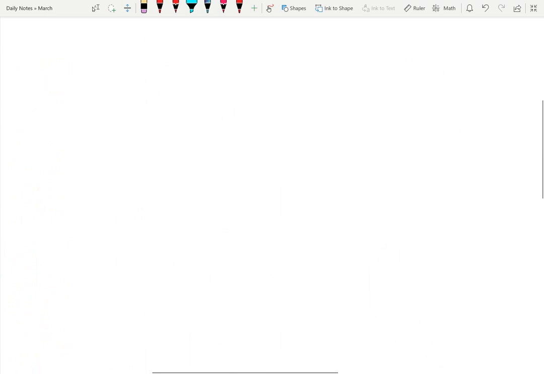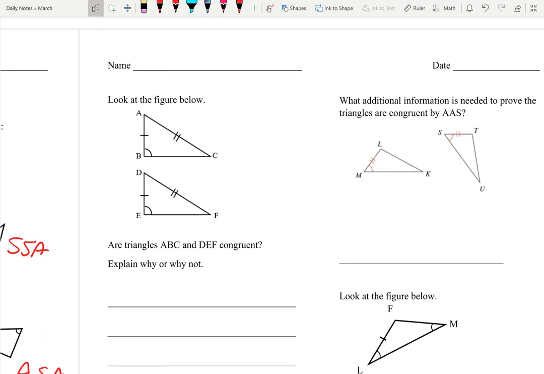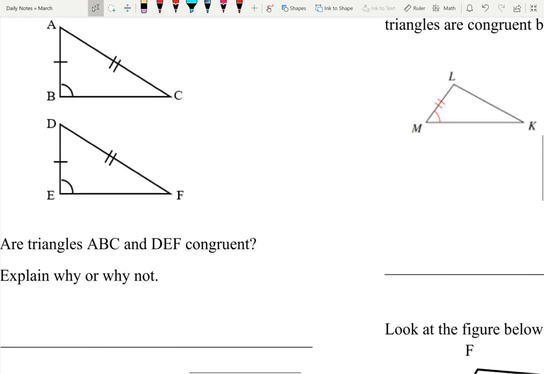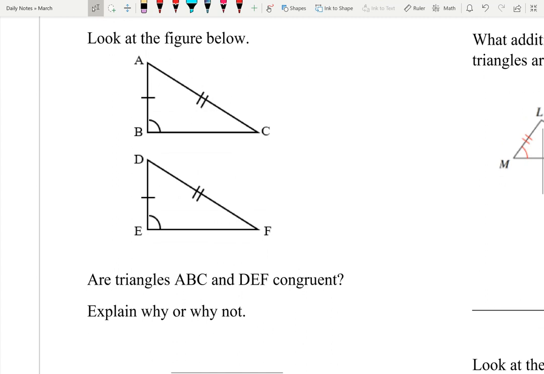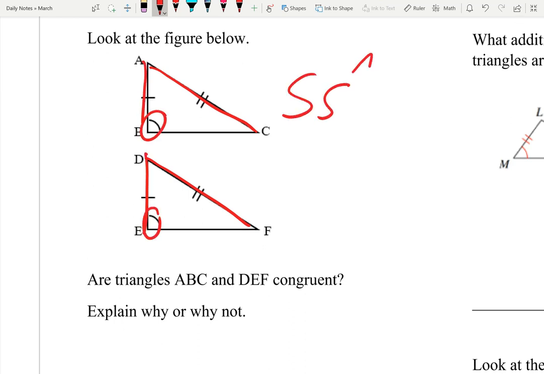So now we move on to the next slide. Look at the figure below. Are triangles ABC and DEF congruent? So again, it's kind of the same question as what we saw before. We have these two triangles. We have a side matching a side, another side matching a side, and we have an angle matching an angle. So again, two sides and an angle. But notice again, the angle here in our triangle is not the one that's connecting the two sides.